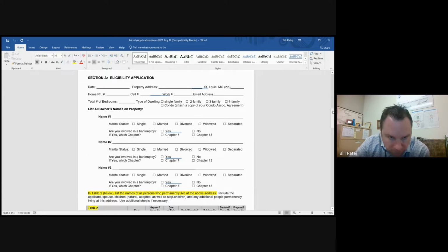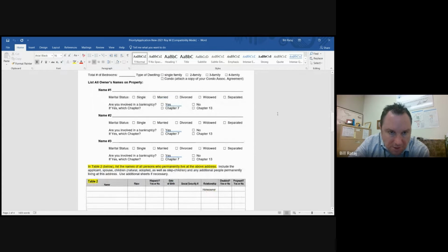All right, next up is we need to know all the owners' names on the property who are listed as property owners. So that could be you and your spouse and maybe another relative, a sister, a brother, or parent owns the home with you. But we need all their names because they're going to have to sign all the documents, and we'll talk about that in a little bit as well.